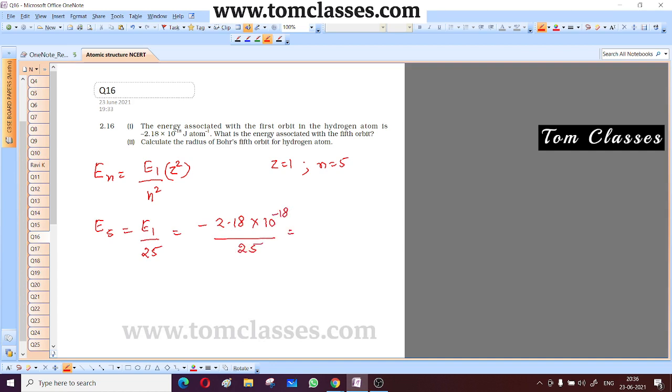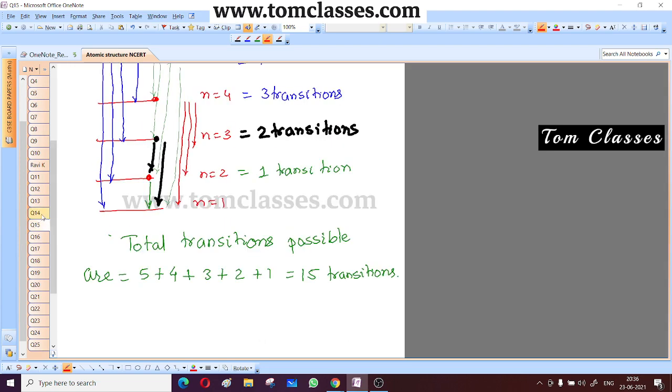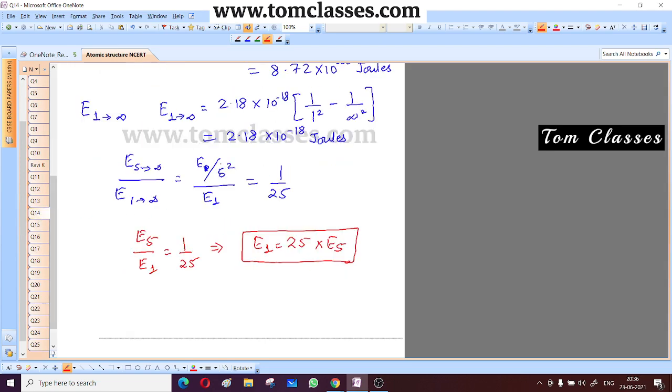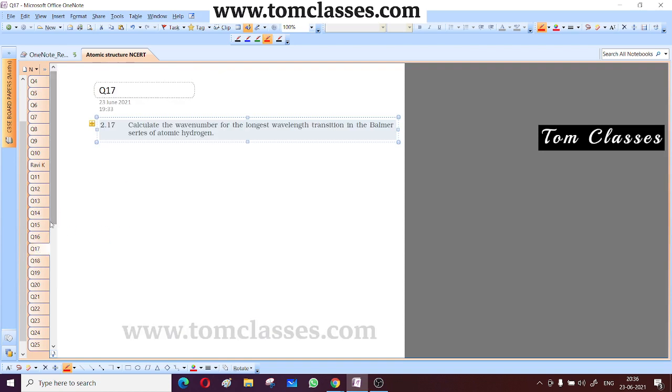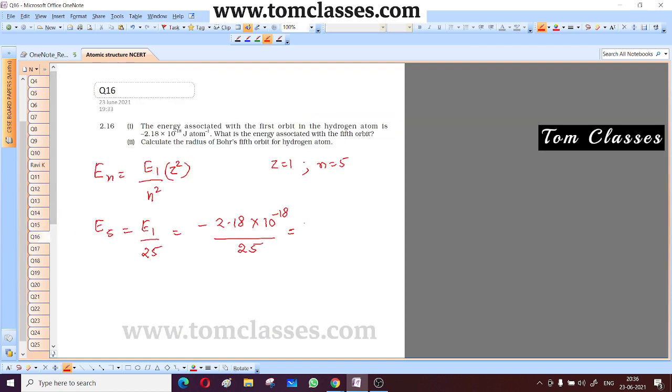So what has to be this value? I think we have already calculated this value over here. This value was 8.72 into 10 to power minus 20 joules, so it is the same answer. So this answer is 8.72 into 10 to power minus 20 joules per atom. That will be the energy associated with the electron in the fifth orbit, right? Is that okay?